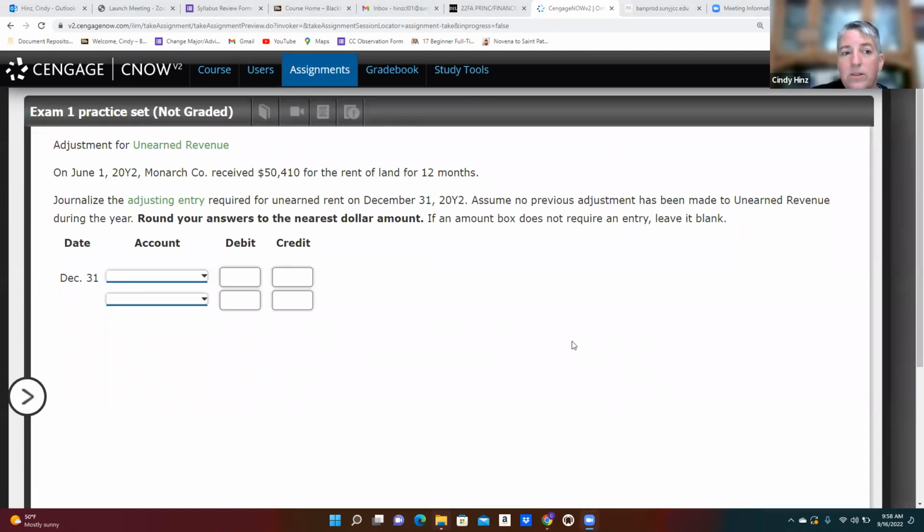Okay, next we have an adjustment for unearned revenue. On June 1st of 2022, Monarch Company received $50,410 for the rent of land for 12 months. In other words, our tenant paid us upfront for the entire year. But then we get to the end, and so let me just put a couple T accounts up here on the screen so we can think about what's happening. So I'll put them down here.